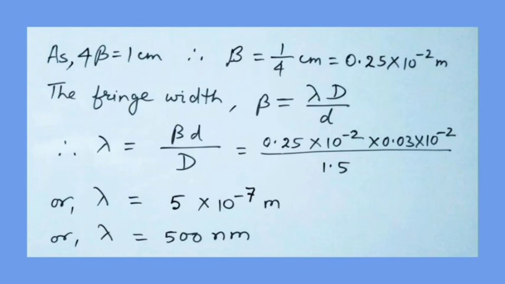As 4 beta is equal to 1 centimeter, therefore beta is equal to 1 by 4 centimeter, which is equal to 0.25 into 10 to the power minus 2 meter. The fringe width beta is equal to lambda D by d. Therefore, lambda is equal to beta into d divided by D. Substituting the values and solving it, we get lambda is equal to 5 into 10 to the power minus 7 meter. It can also be expressed as 500 nanometer.